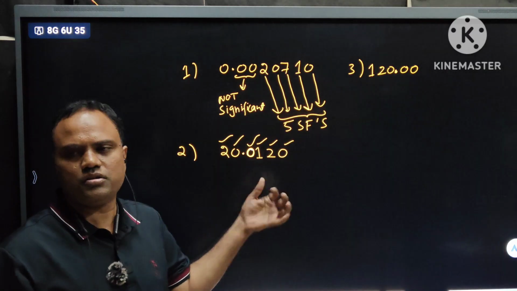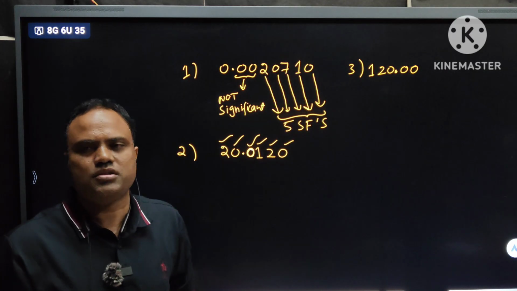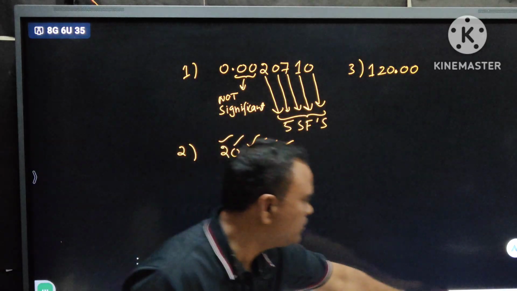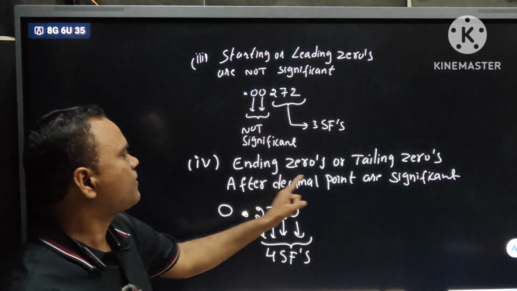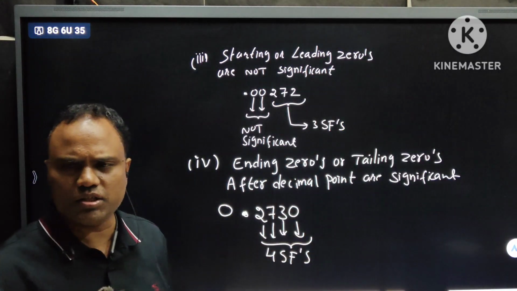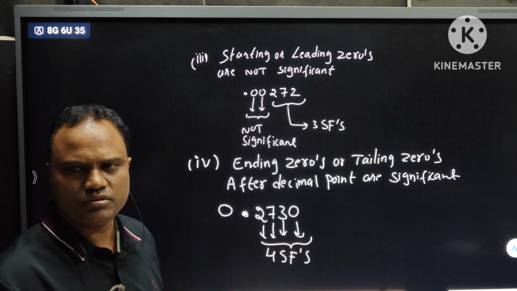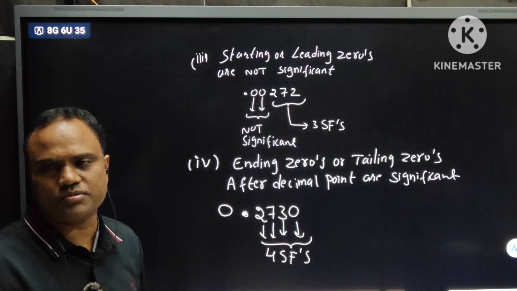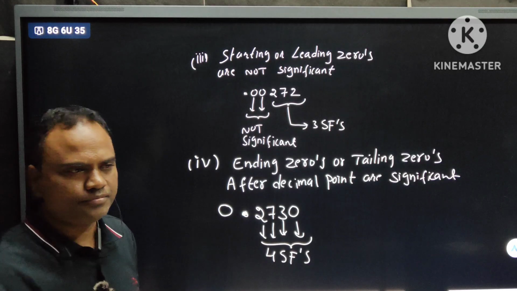If it is a starting 0, then it is not significant. It is not a starting 0, and it is after the decimal. What is the point? After the decimal, anything is significant only. It is an ending 0 after the decimal point. If 0 comes, that is considered as significant. Okay.